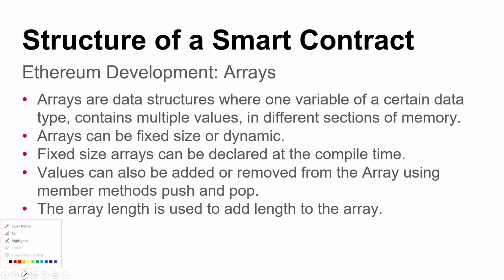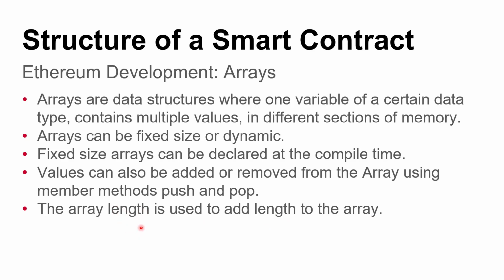And we can see here that arrays are a data structure. So arrays are a way to have a variable with multiple values in different sections of memory. Arrays can be fixed or dynamic, and the size of the arrays can be declared at compile time. Values can be removed or added to the array based on methods push and pop. And the array length property is used to get the length of the array.